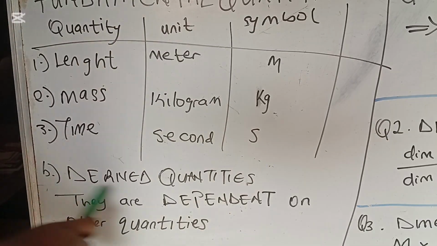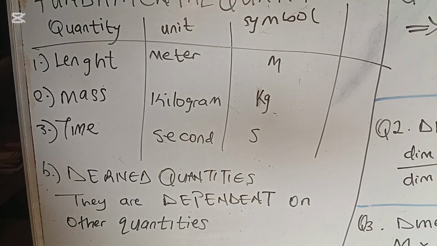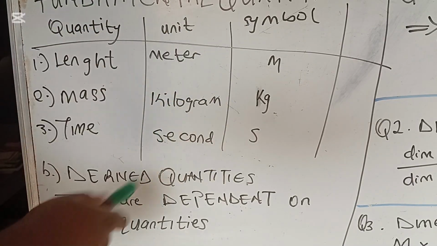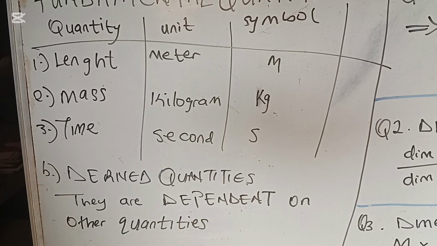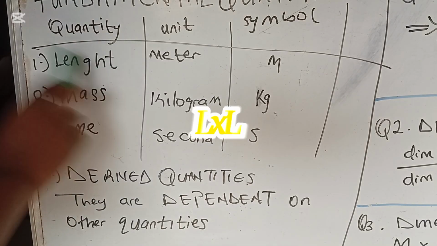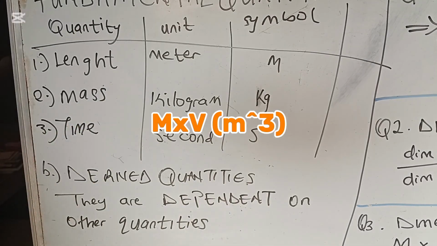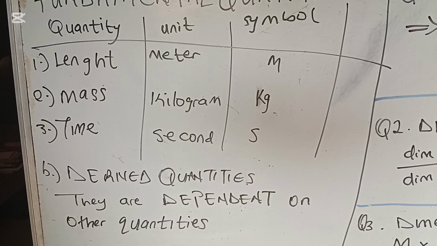Then number 2, we have derived quantities. These are dependent on other quantities, meaning that they cannot stand alone on their own. They have to use other fundamental quantities, or even 2 or more of them, to form a derived quantity. Examples of that are area, which is composed of 2 lengths, and density, which is composed of mass and volume, and that volume is also under length because volume is measured in meter.